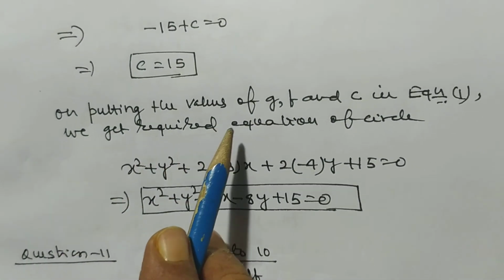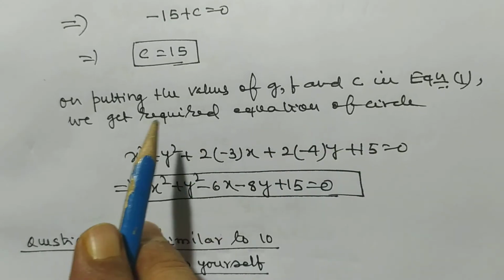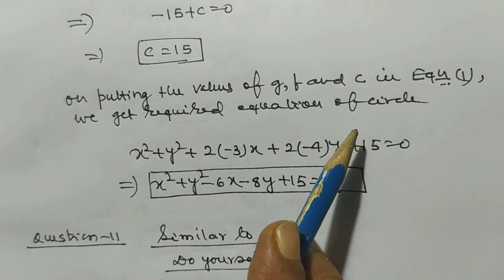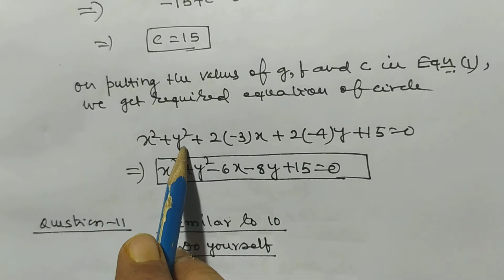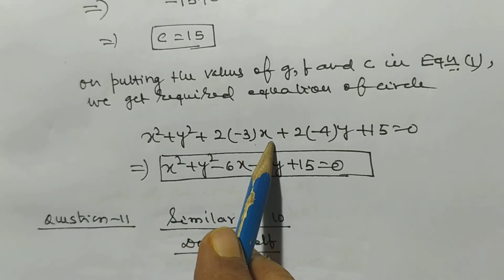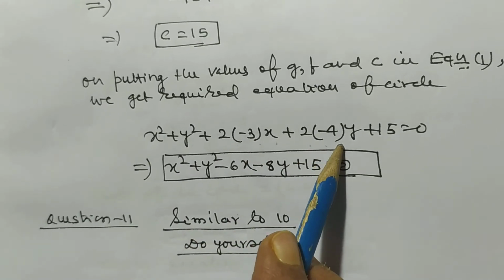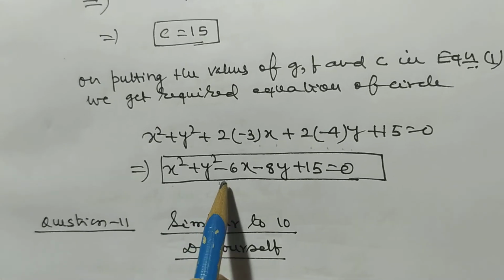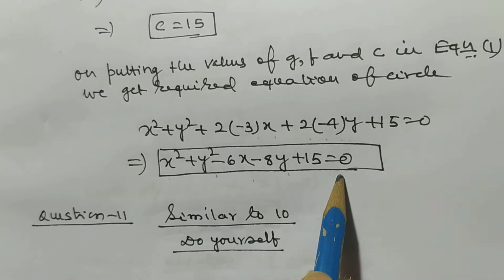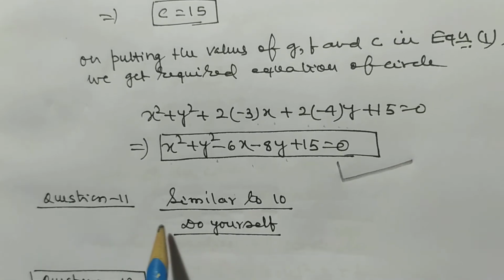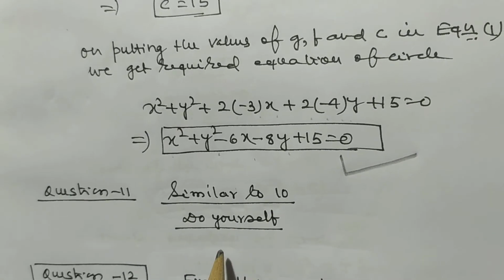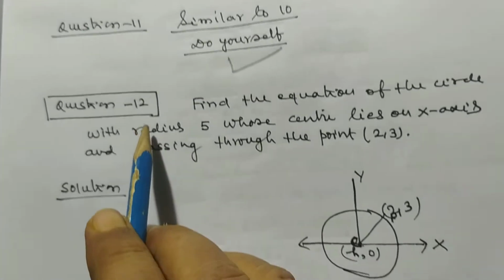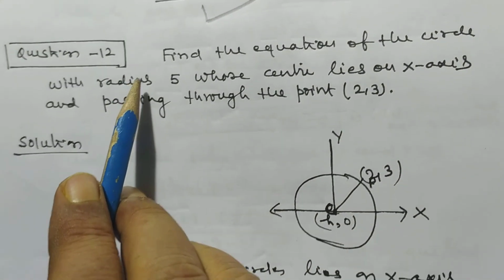On putting the values of g, f and c in equation first, we get the required equation of the circle: x square plus y square plus 2 into minus 3 into x plus 2 into minus 4 into y plus 15 is equal to 0. So x square plus y square minus 6x minus 8y plus 15 is equal to 0. Question number 11 is similar to 10, so do it yourself. Now we want to discuss question number 12.